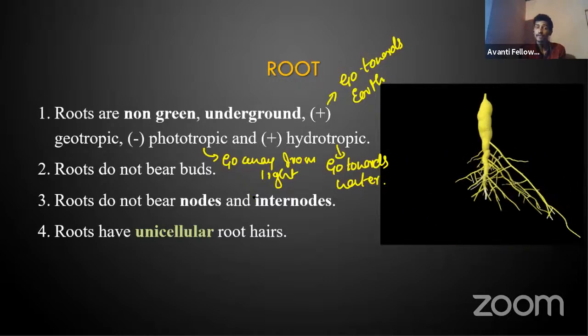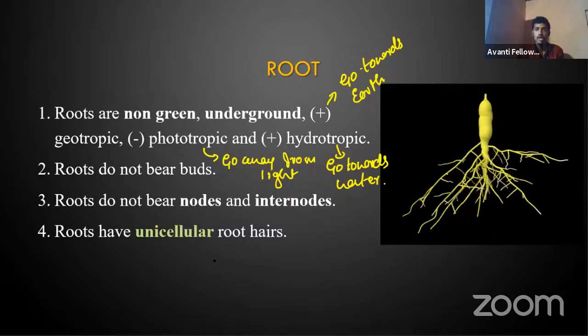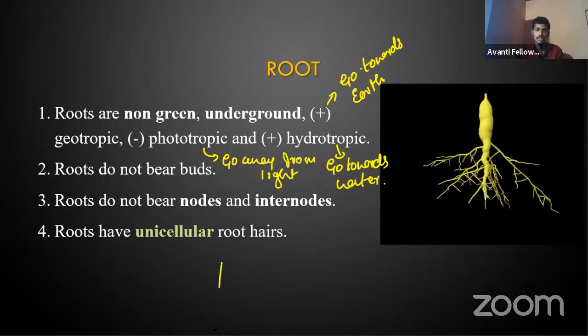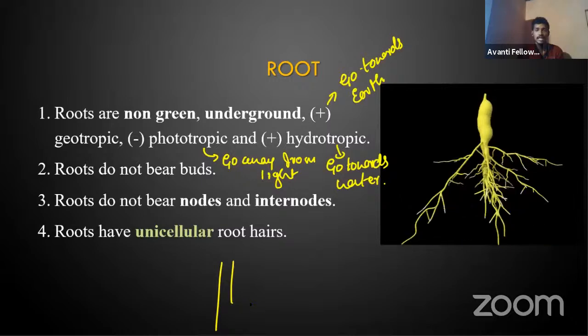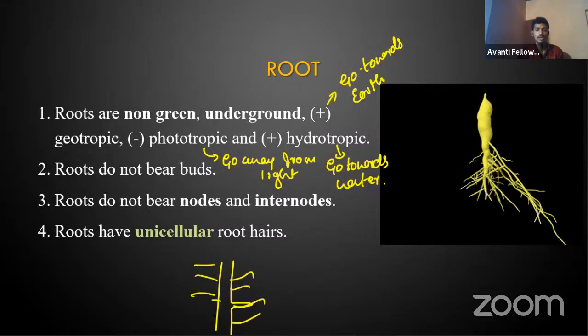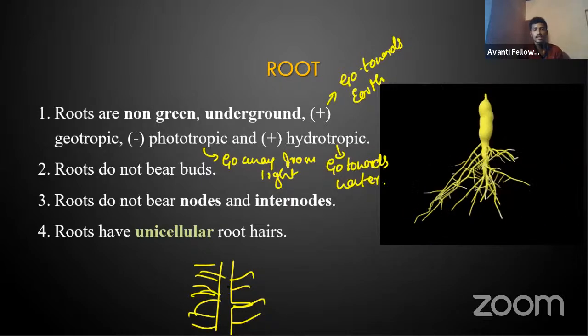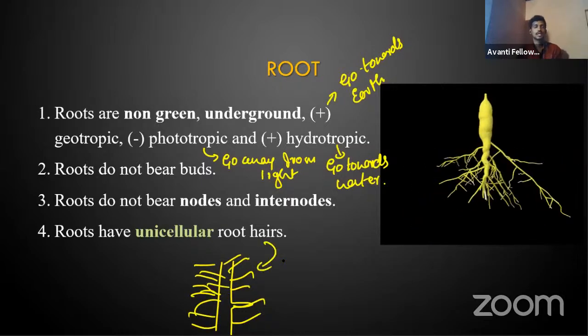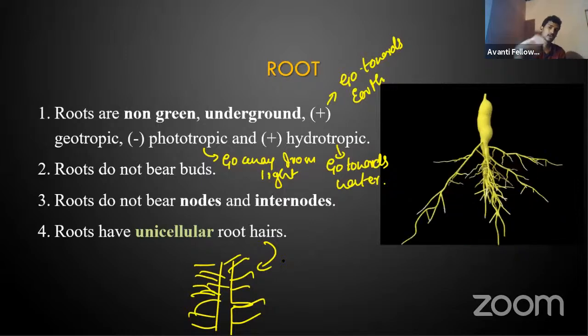And roots have unicellular root hairs. If you observe the roots under a microscope, you can find a hair-like structure on the root. Okay, so that is called root hair. Those are unicellular in nature. That's related to the root.